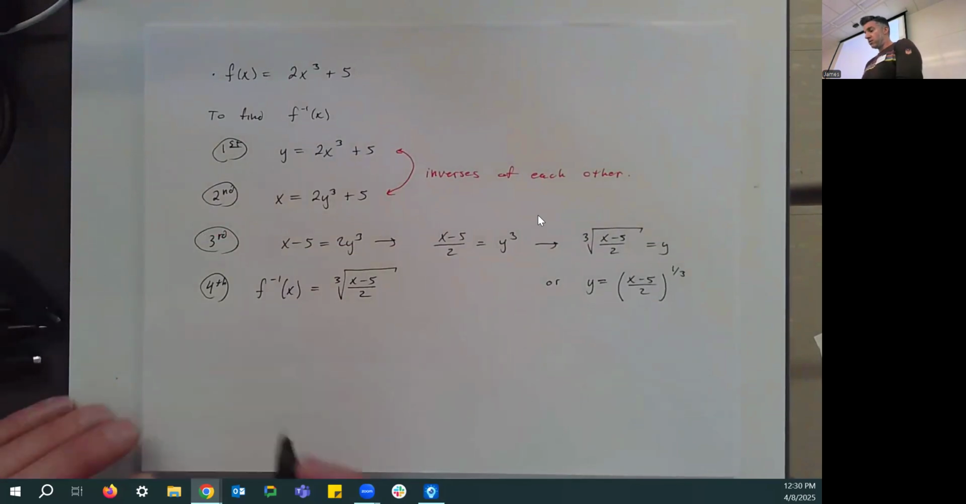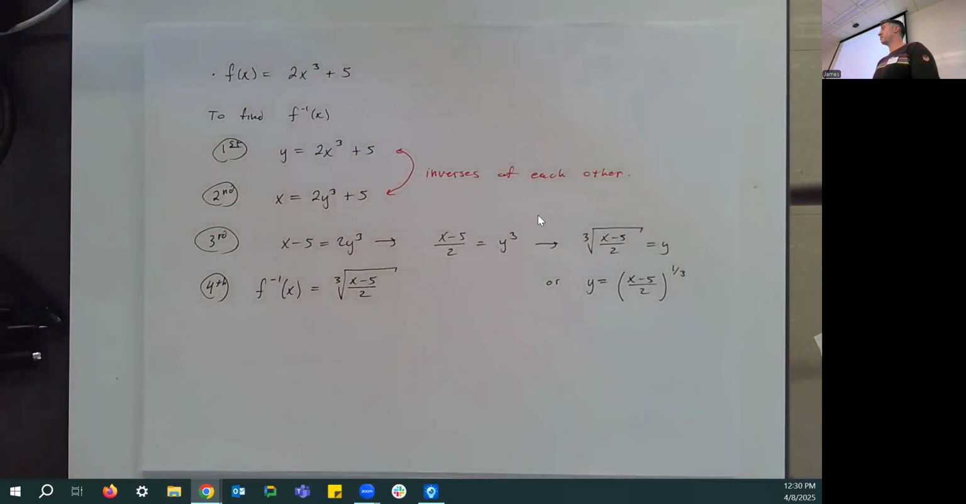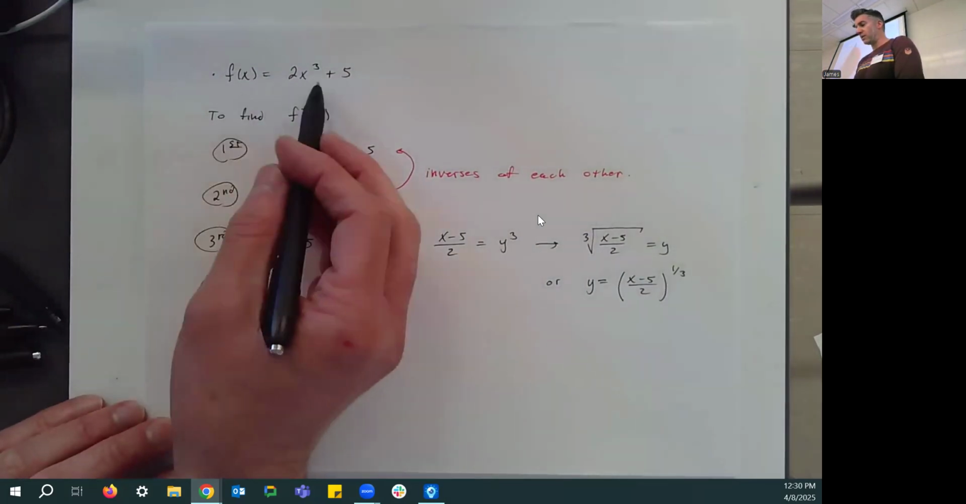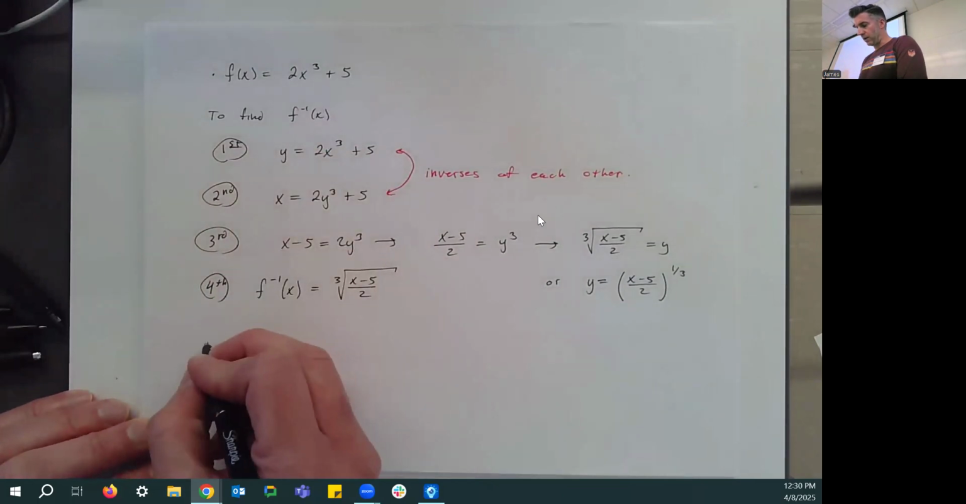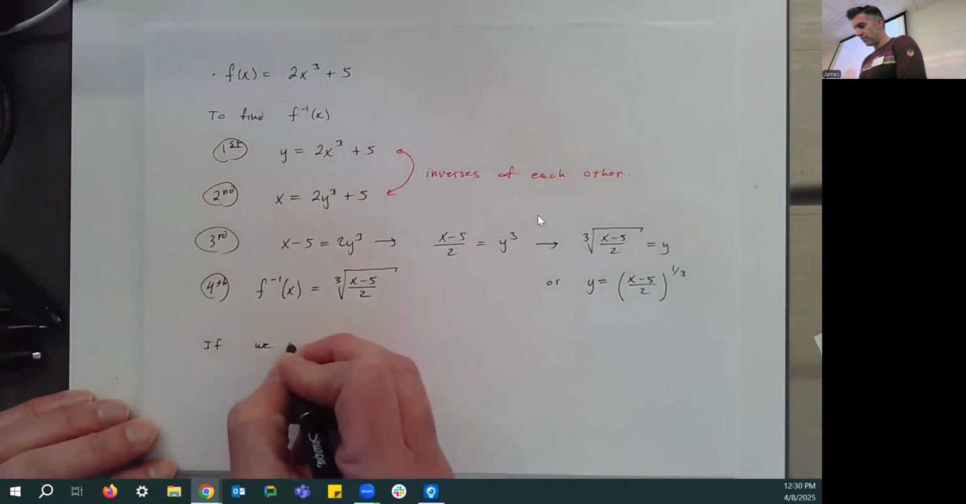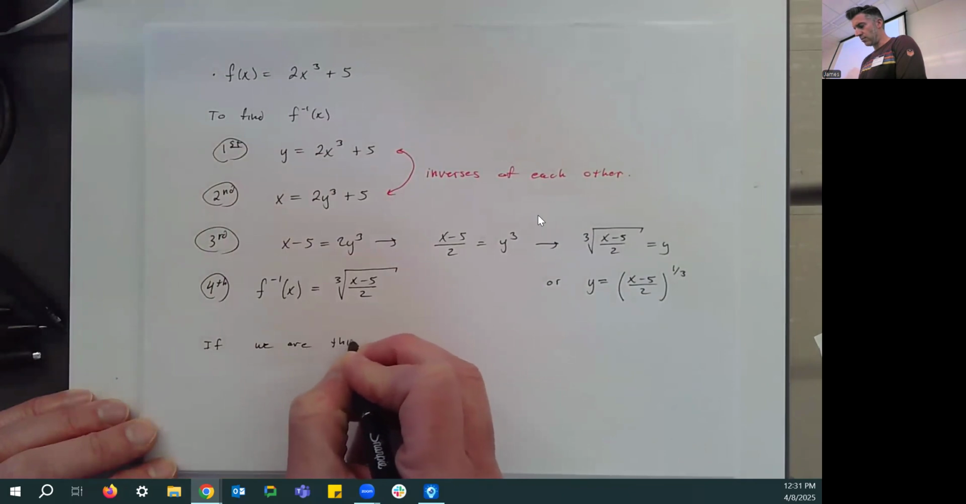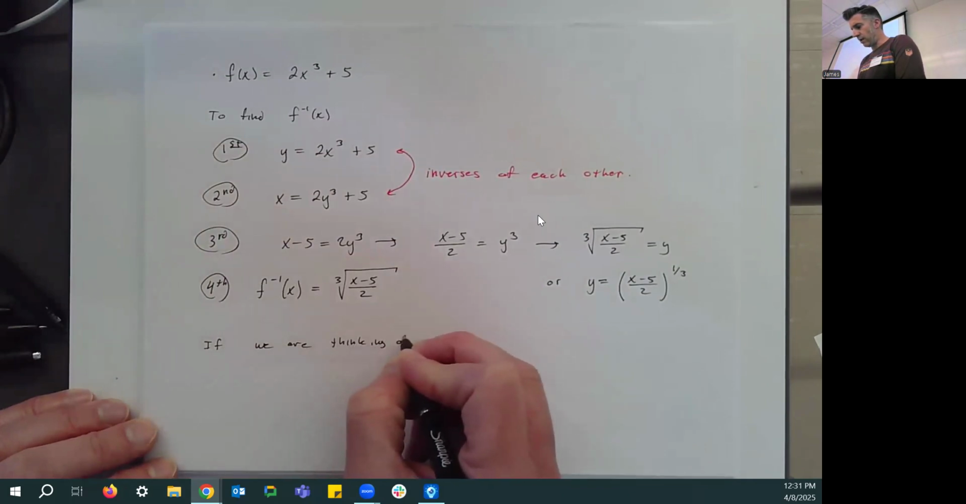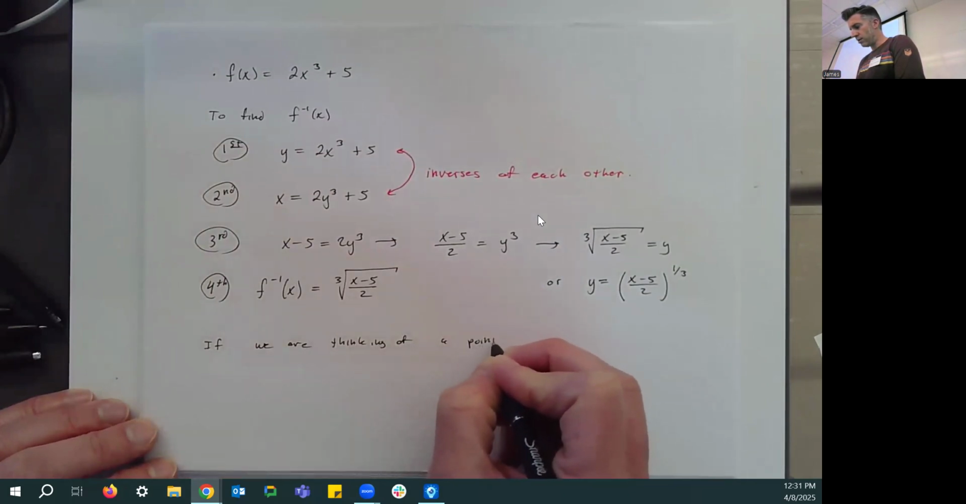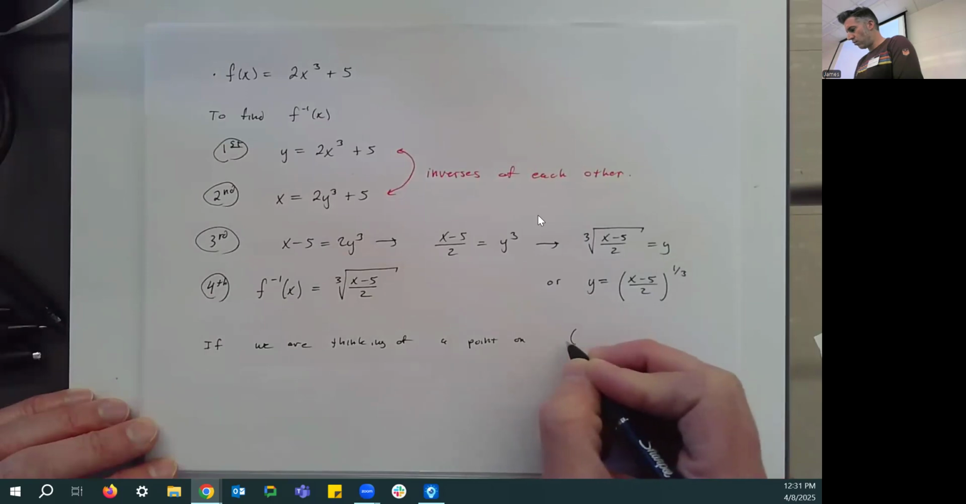So if they were to intersect, I think the only place they could intersect is on the line y equals x. That means the x and the y coordinate have to be the same. So if our graph is, for example, if we're thinking of a point on the graph y equal to f of x.